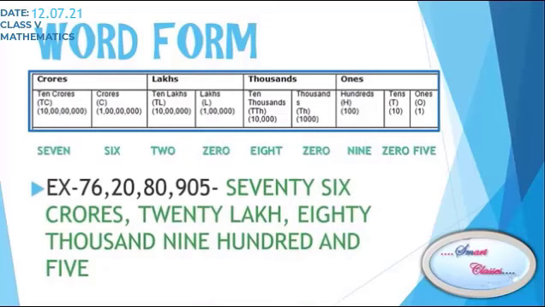The method to write these numbers is the same as we have studied earlier, just the difference is that earlier we were writing the numbers in digits and now we will write the numbers in words. So this number is equal to 76 crores 20 lakhs 80,905. We can see some more examples over here.